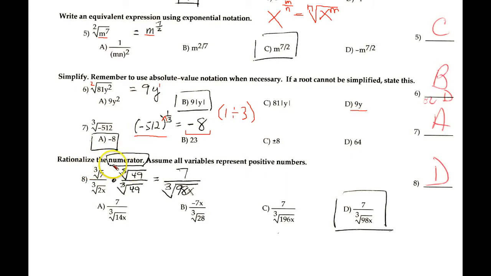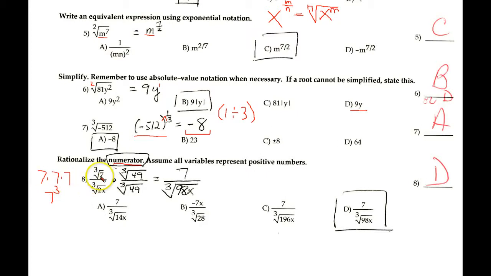Now here you need to be careful because they're asking you to rationalize the numerator. So we have the 3rd root of 7. Now what would be the perfect cube of that? Well, it would be 7. You have one of them, so you need another 7 and another 7. So that would be 7 cubed.